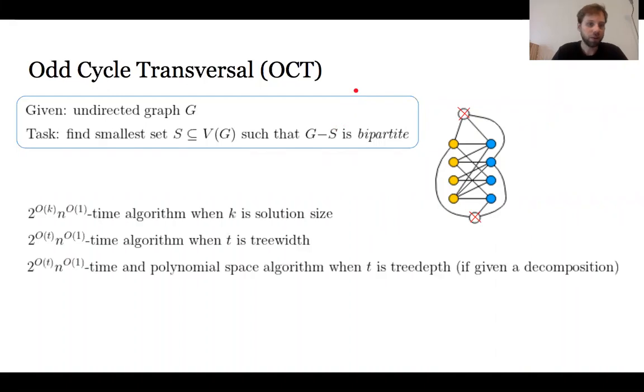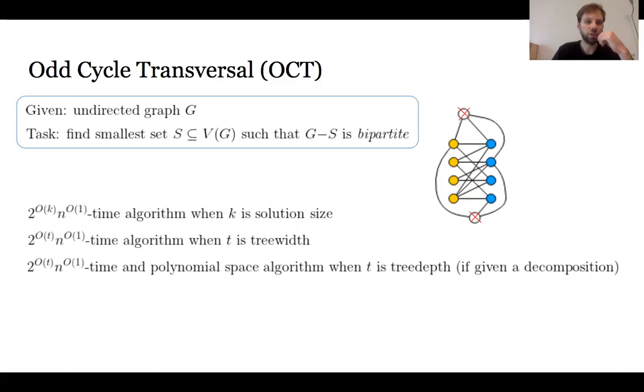When talking about parameterized algorithms, we first need to choose parameterization. One common choice is to consider a parameter being the solution size. So we are interested in algorithms with the running time of the form some function of k times poly n, and we want to detect solutions of size at most k.